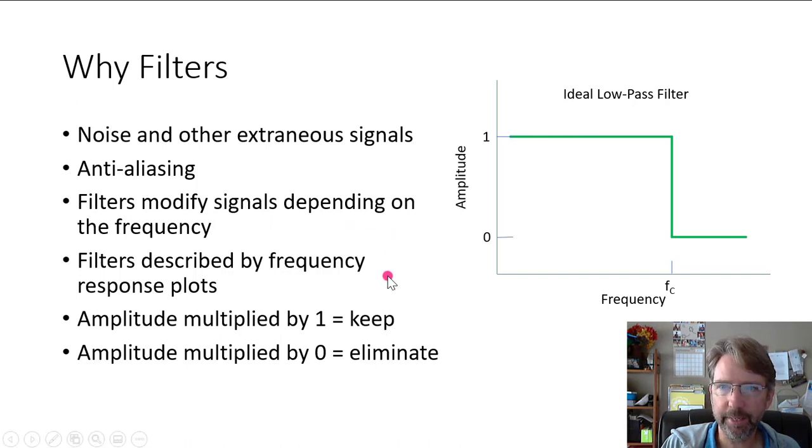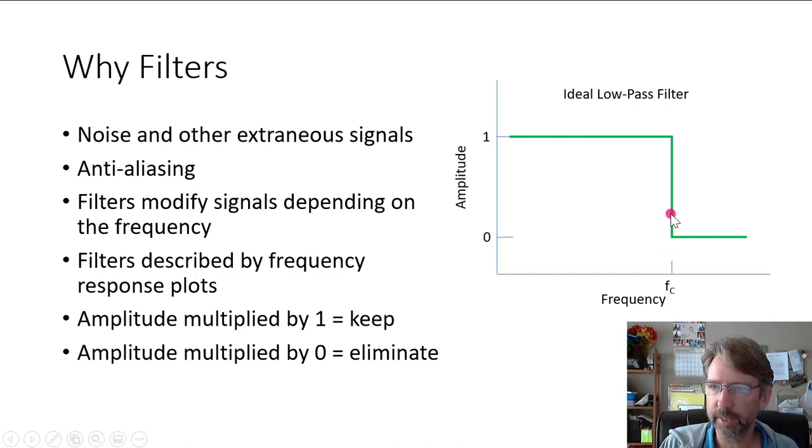The filter design can be described by a frequency response plot, also called a Bode plot, like we see here. This is a picture of the frequency response of an ideal filter. We've got amplitude on the y-axis and frequency on the x-axis. For a low-pass filter, we want to keep low-frequency signals and eliminate high-frequency signals. The border between low and high is set by the corner frequency or cutoff frequency, Fc.